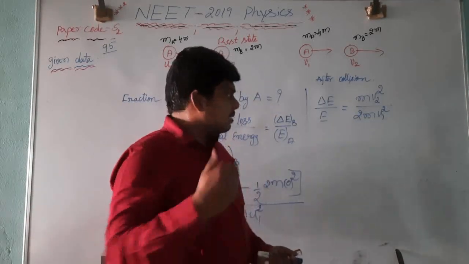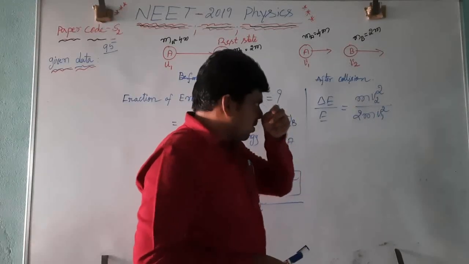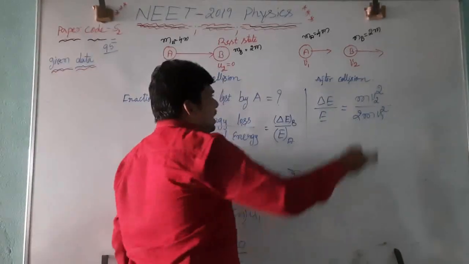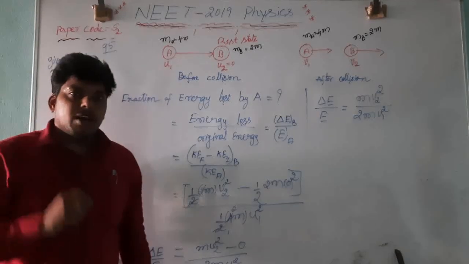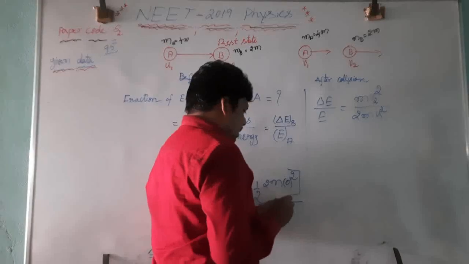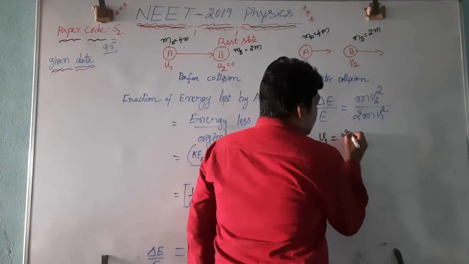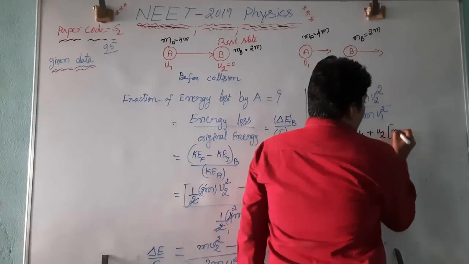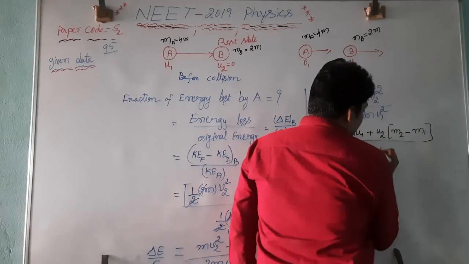Why? Because they have given the options in terms of the other quantity. So now we have to convert v in terms of u. How to convert that? We have to calculate v2, which is nothing but the final velocity of body B after the collision. If you want to find the velocity of the body, we know the formula. Velocity of the second body is equal to 2 m1 u1 plus u2 into (m2 minus m1), divided by m1 plus m2.